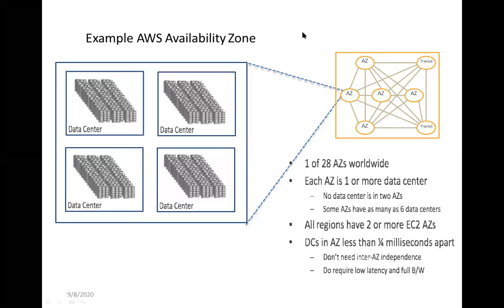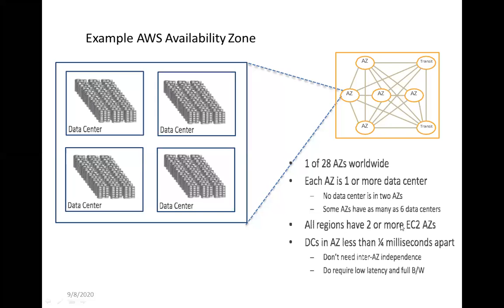Next is the AWS availability zone. These are some of the data centers shown here in the diagram, and these are the availability zones. AZ represents the availability zone and transit zone. Transit zone means that these availability zones are connected to some transit ways with which they can interact with the availability zones. So data centers in each availability zone are less than a quarter of a millisecond apart.